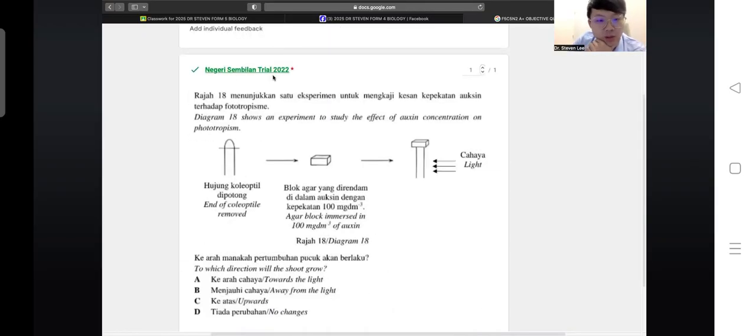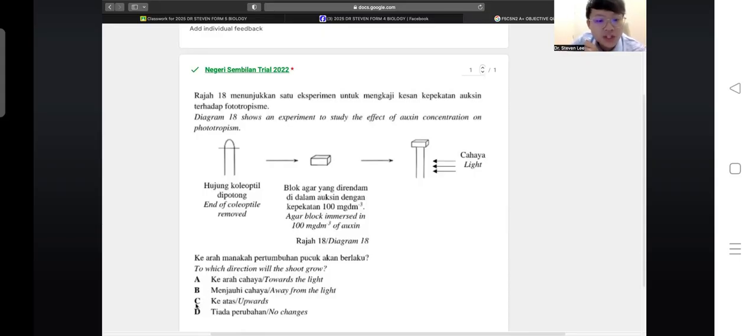Next is Negeri Sembilan Trial 2022. A lot of students get this question wrong. I already told you last week, and you still got it wrong. They cut the coleoptile and put a block, but you must look carefully. The auxin is 100 mg per dm cube. High or low concentration? It's high. So you know that at high concentration of auxin, even the shoot doesn't elongate.